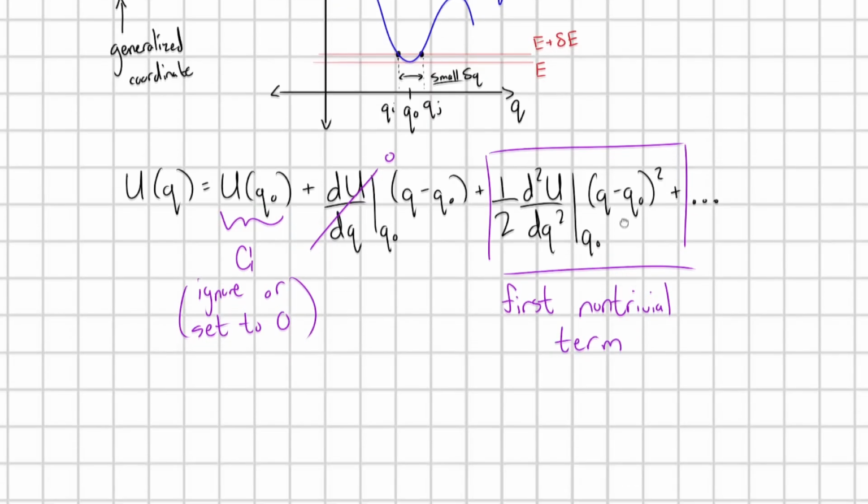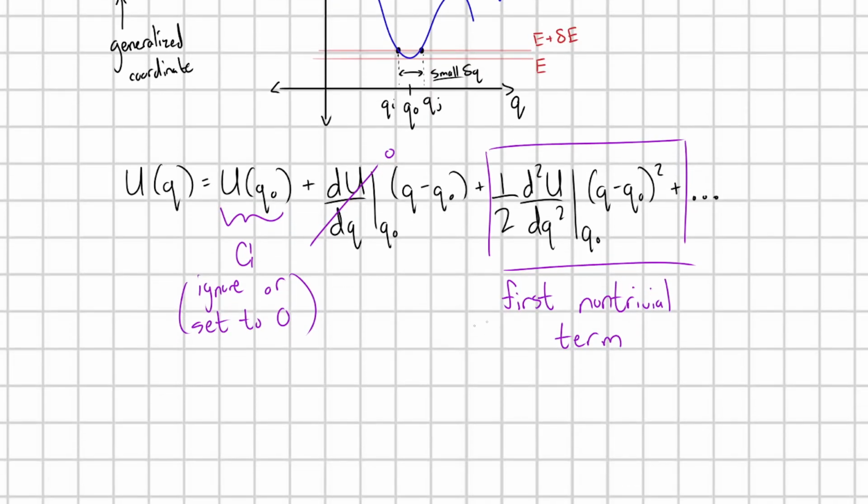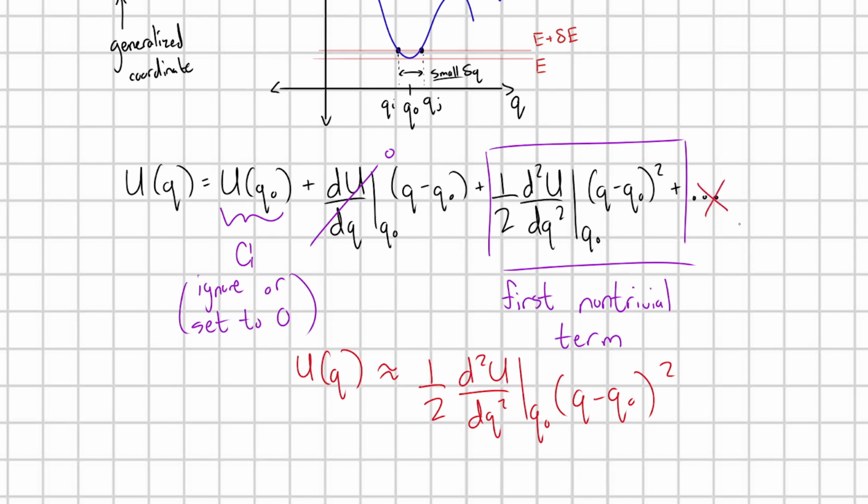Okay, and so what we're going to do then is truncate the Taylor series at just this third term. So we're going to say that u of q is approximately equal to 1/2 d squared u dq squared evaluated at q naught times q minus q naught squared. So we've truncated off these higher order terms here.